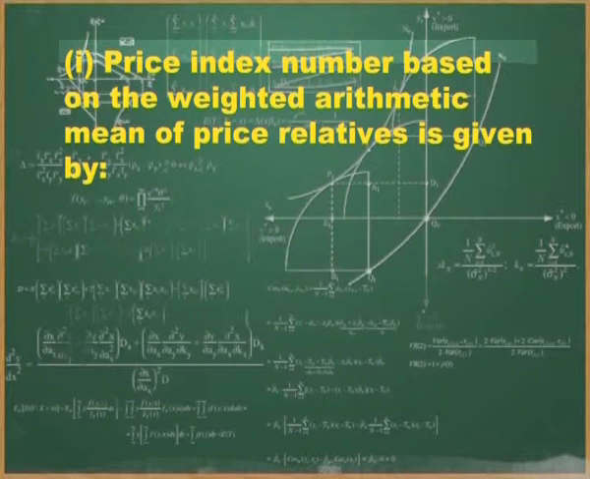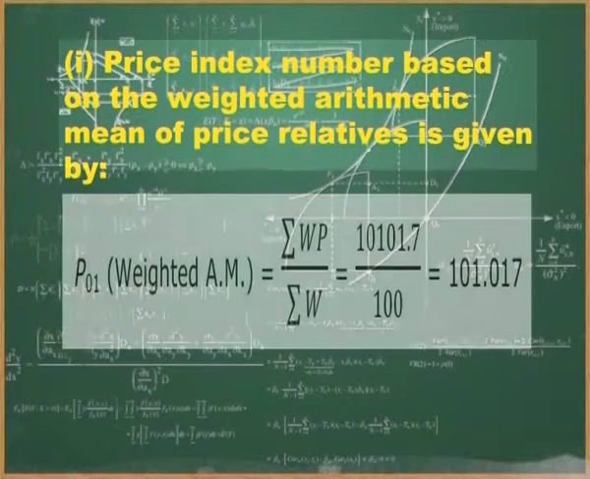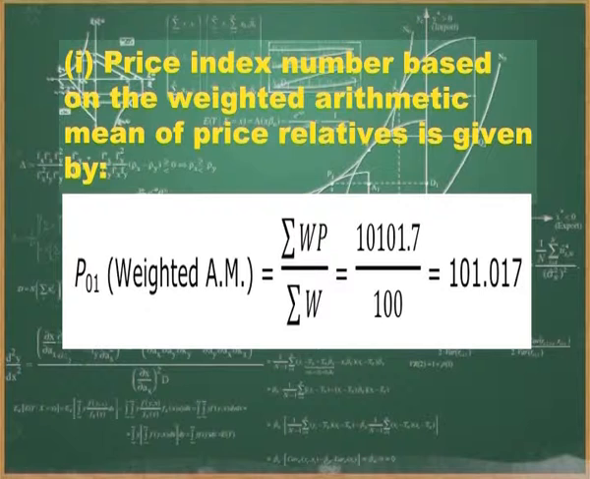First one, price index numbers based on the weighted arithmetic mean of price relative is given by the formula P01 weighted arithmetic mean equals sigma WP divided by sigma W. So this is equal to 10101.7 divided by 100. 10101.7 is what we have calculated from the table. So this gives us 101.017.